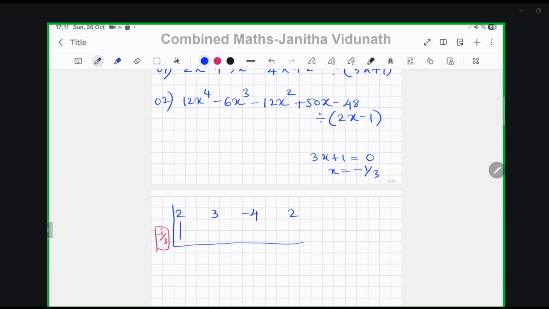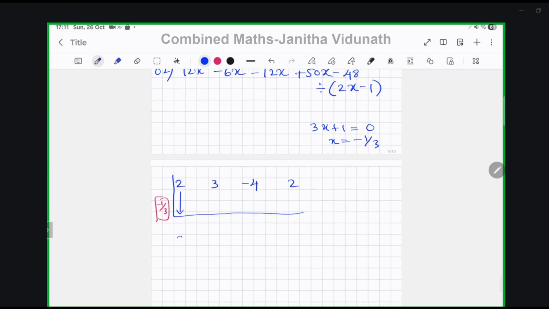Then we need to bring down our first coefficient, that means 2. Now we need to multiply it with minus 1 over 3. That means minus 2 over 3, and we put that number inside the second column. Now we need to add those numbers inside the column. 3 minus 2 over 3 means 7 over 3. Now we need to multiply 7 over 3 with the number inside the box. That means minus 7 over 9.